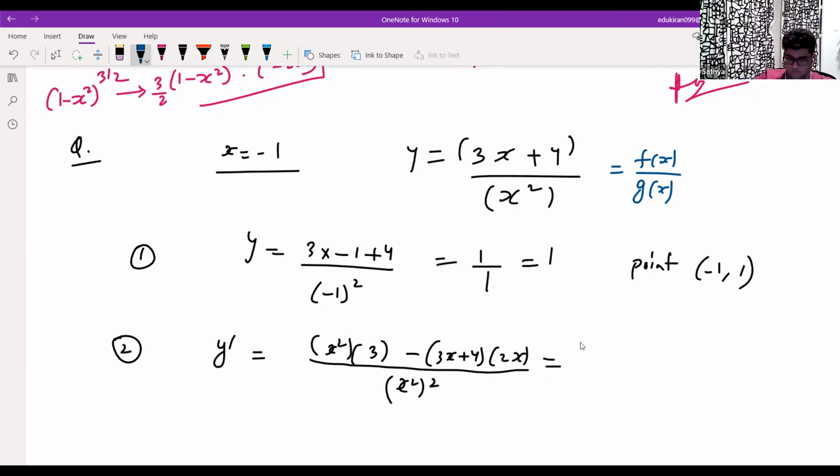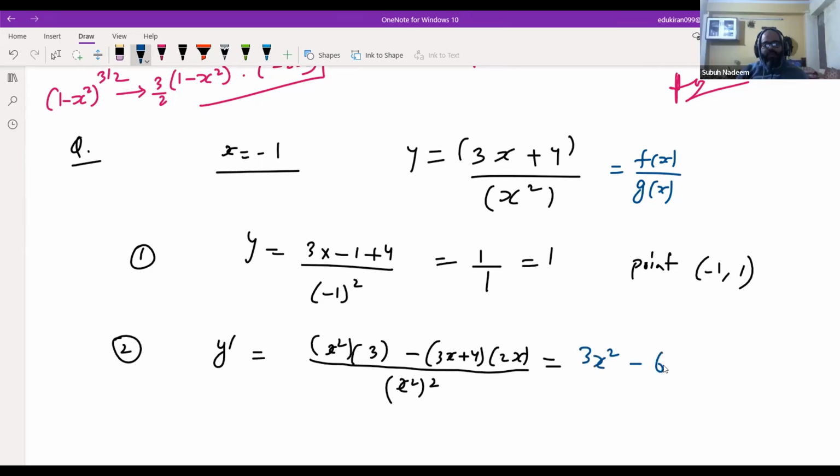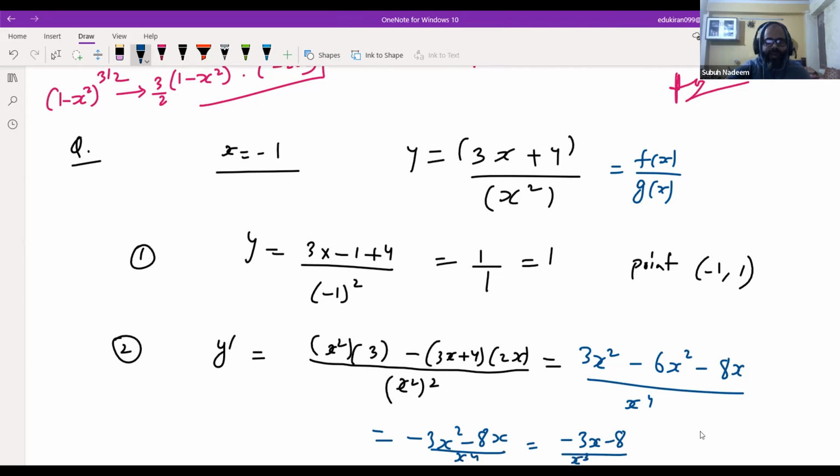Now this will be (3x square minus 6x square minus 8x) by x to the power 4. So this will be (minus 3x square minus 8x) by x to the power 4, which will become (minus 3x minus 8) by x cube. That is the common x we cancel. So we get y dash.